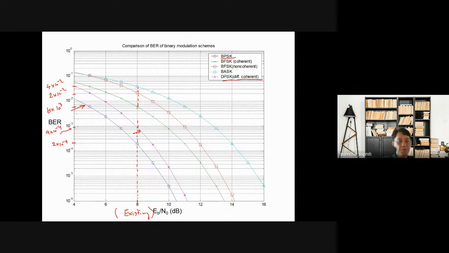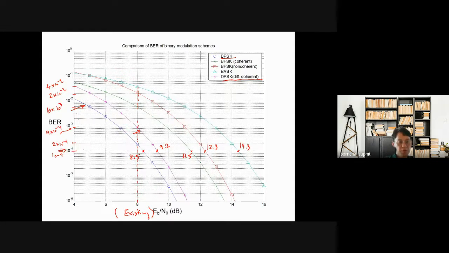Or you can look from one specific bit error rate. Let's say we look at 10 negative 4 as the benchmark, and it intersects each line here. This one is about, let's say, 8.5 decibel. This one is about 9.2 decibel. This one, let's say 11.5 decibel. This one is 12.3 decibel. This is 14.3 decibel.